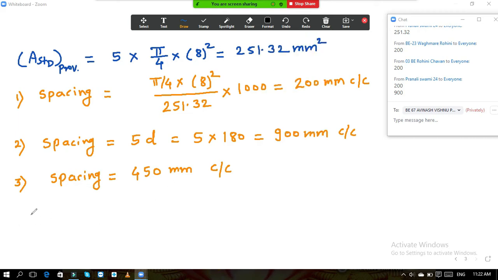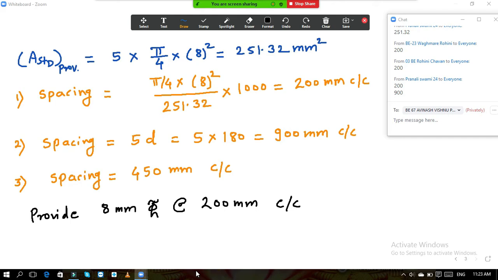So here we can write, therefore provide, what is the diameter of bar? 8 mm bar about 200 mm center to center. Okay, so this is our distribution steel.